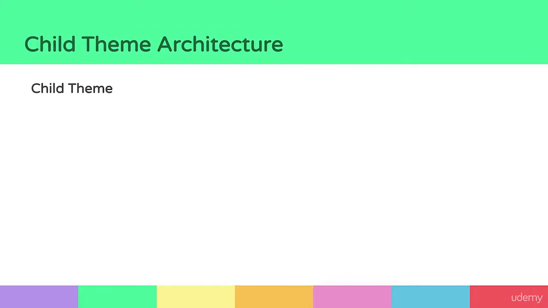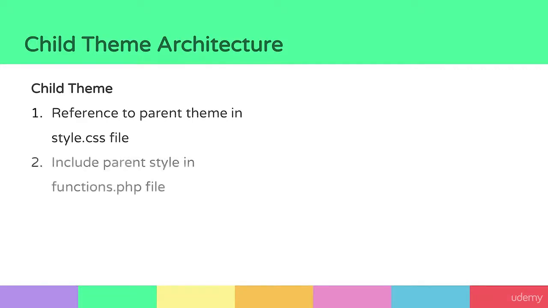A child theme contains a few important things. First of all, it's going to have a reference to what the parent theme is in the style.css file, and we'll take a look at exactly what this looks like in a little bit. Next, it's going to include the parent styles in the functions.php file. So we looked briefly in our hook section in the PHP for WordPress at how we can include style sheets inside of the functions.php file.